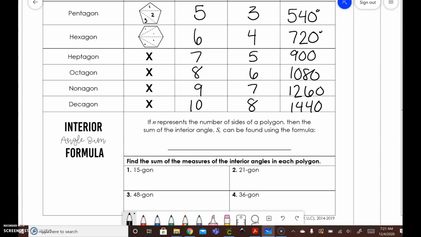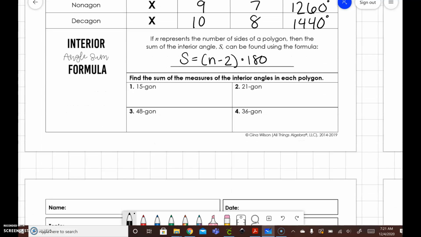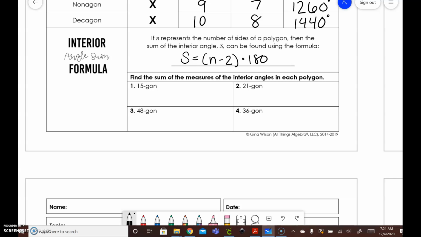So if you see the pattern here, whatever the number of sides is, we subtract 2, then multiply by 180. So we can write a formula for this. If n represents the number of sides of a polygon, then the sum of interior angles s can be found by using this formula. Our total interior sum is going to take the number of sides, subtract 2, and then multiply that by 180. And that's our equation. That's the equation you're going to use for every single polygon.